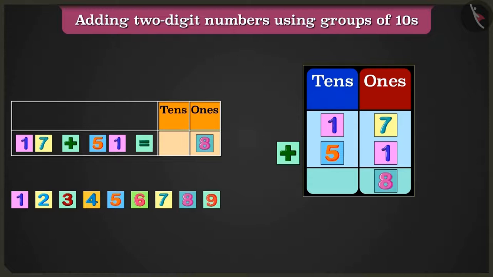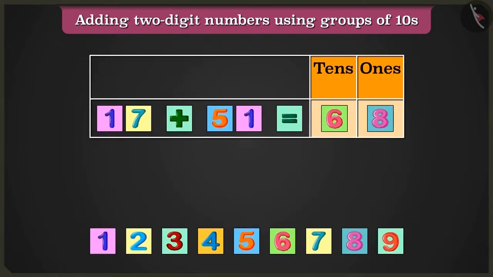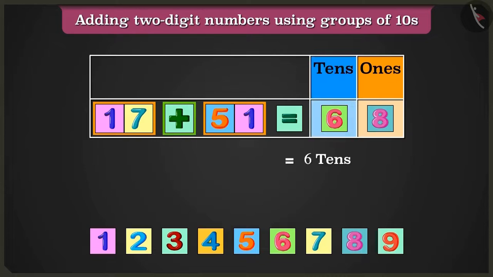Now, we will add the numbers in the box of tens. So, 1 ten added to 5 tens will equal 6 tens. Now, we will write 6 in the tens place. This way, 17 and 51 added up to 6 tens and 8 ones, that are a total of 68.